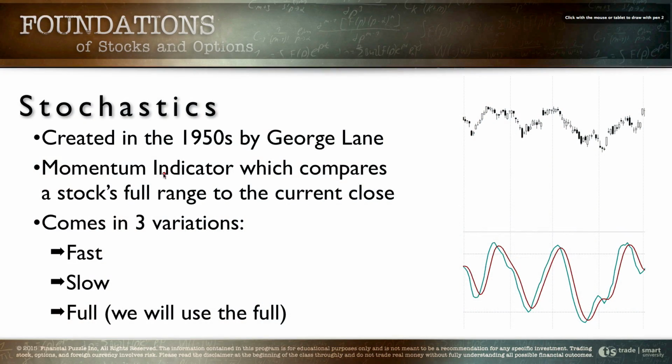First thing you might want to know is this indicator was created in the 1950s by a guy named George Lane. And this is a momentum indicator, which compares the stock's full range to the current close of the stock for that day. It comes in three variations. You've got the fast, you've got the slow, and then you've got the full. We're going to use the full, which is going to be the combination of the two, and that's going to be the best data that I think we can interpret together.